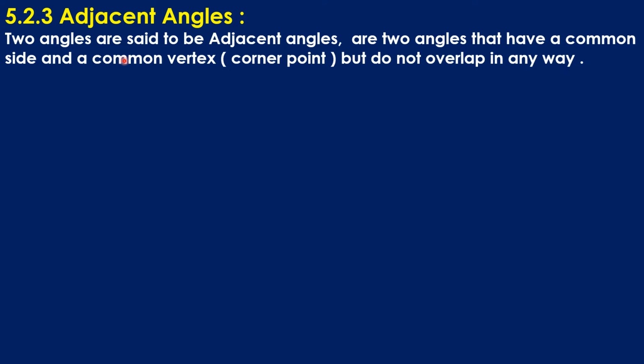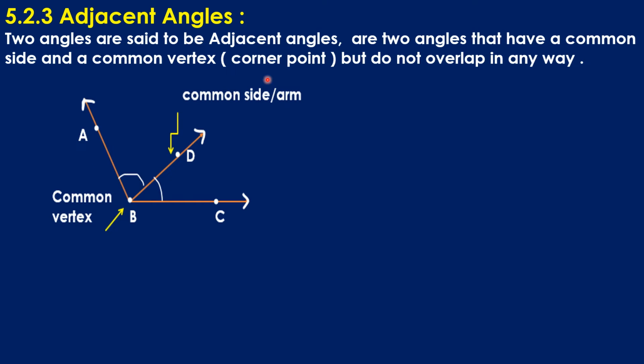The next related angle is adjacent angles. What are adjacent angles? Two angles are said to be adjacent angles if they have a common side, a common vertex, but don't overlap in any way. So let us understand in detail. So here we have two angles. How many angles are there? Two angles are there. So here the figure indicates that angle 1 and angle 2 are adjacent angles.